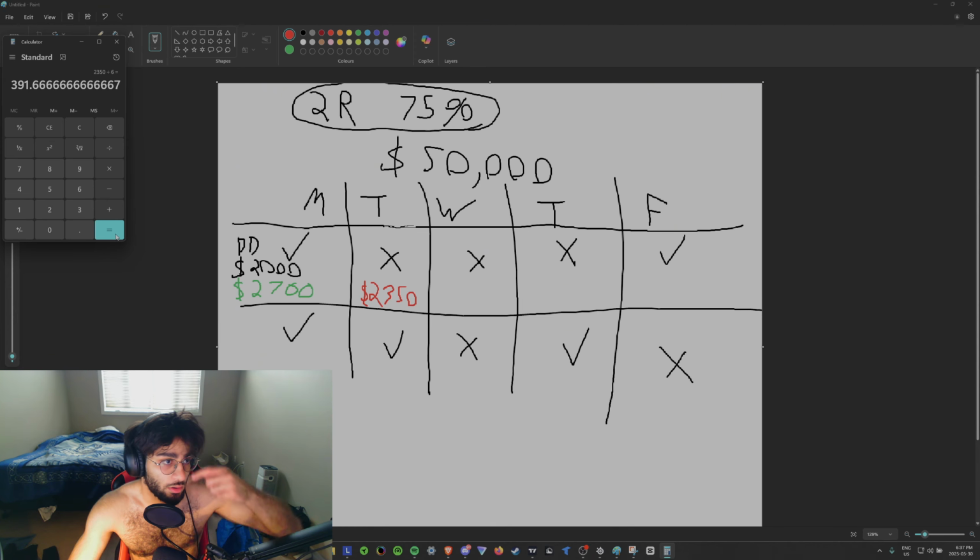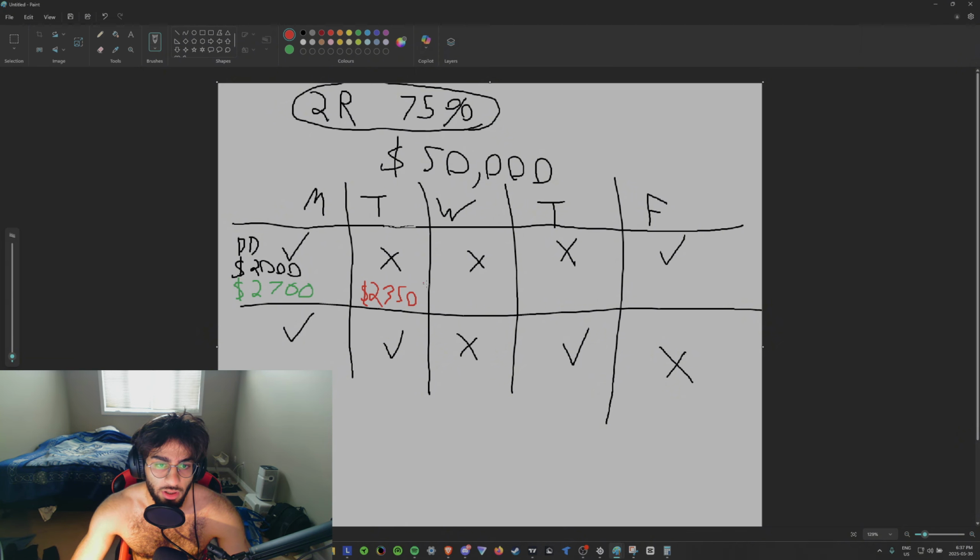Divide by 6. That'll be 400. Let's just round it to 400. Now we're at 400. Let's say it's 2,000. We're back at break even. We're back at 2,000. And we take another loss and we already know how much we need to risk, which is 350. So it'll be $1,750. Now it might look bad, but watch this.